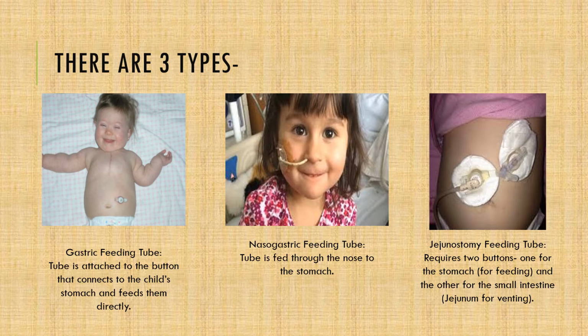Second is the nasogastric feeding tube, also called the NG tube. This is a tube that is fed through the nose into the stomach. Third is the jejunostomy tube, also called the J-tube. It requires two buttons, one that connects to the stomach and one that connects to the small intestine.